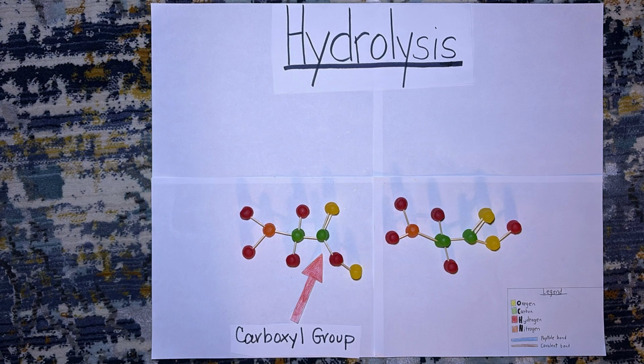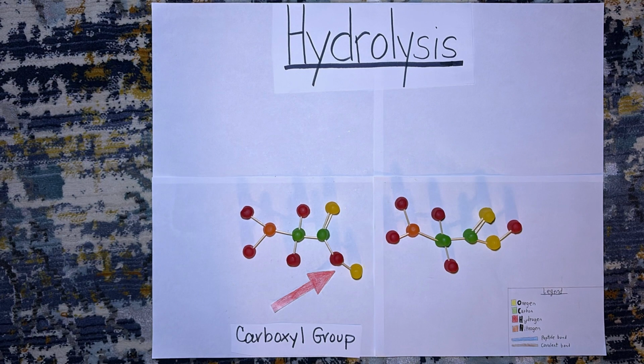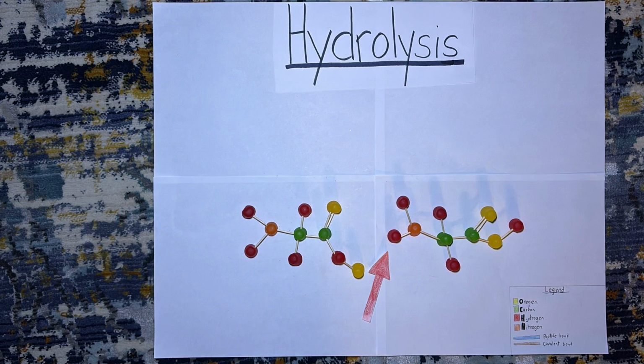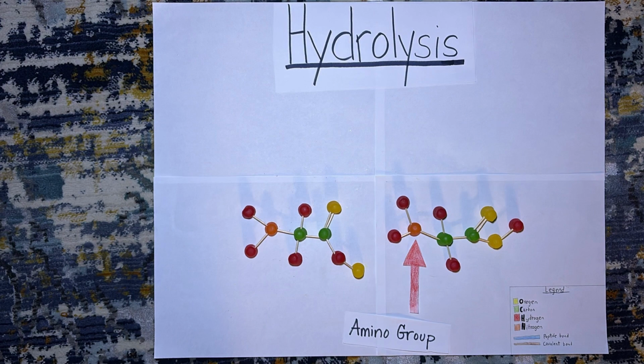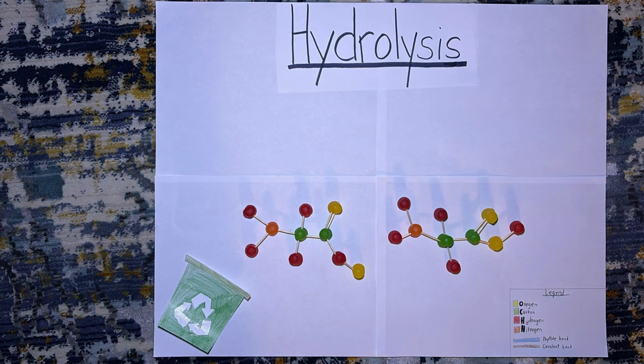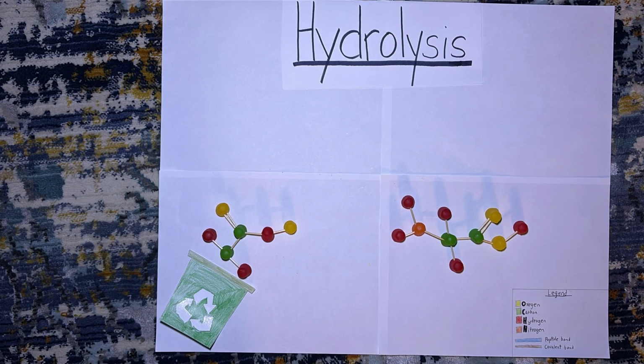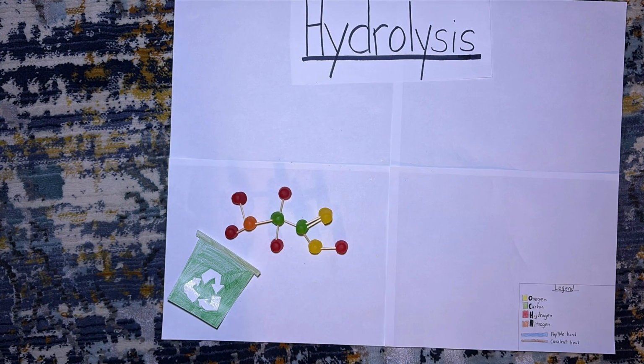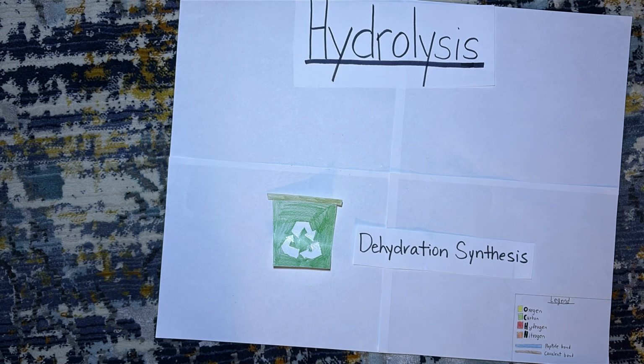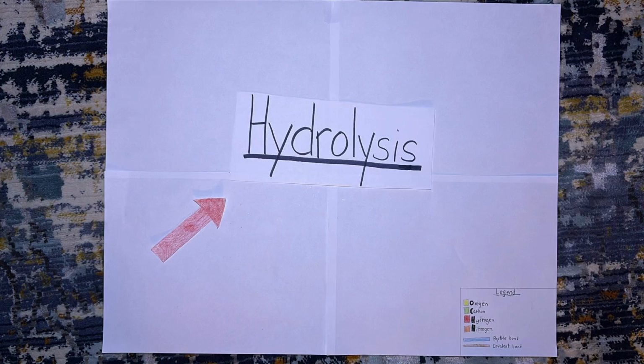The carboxyl group of the first amino acid now has a hydroxyl group attached to it instead of the second amino acid, while the second amino acid now has one hydrogen atom connected to the amino group. This allows them to be recycled and do a dehydration reaction again, which is when it takes away a water molecule, leaving the two amino acids in a covalent bond.